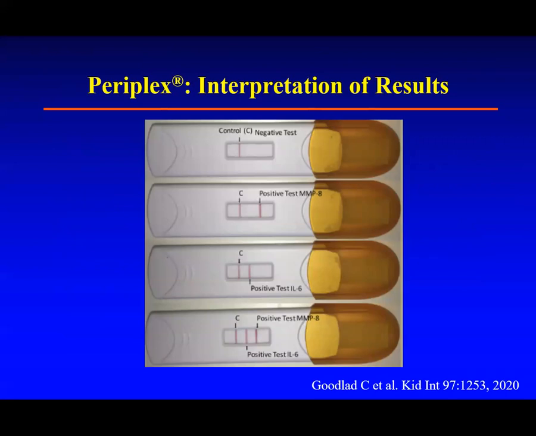I should point out that what's coming on the horizon is another method for bedside diagnosis of peritonitis. This is a dipstick, if you will, called Periplex. It utilizes lateral diffusion technology, similar to that being employed now with COVID testing. And you can see here in the upper panel that the left-hand line is a control, that's a negative test, and then either a single line for MMP8 or IL-6, or certainly both, constitutes a positive test.